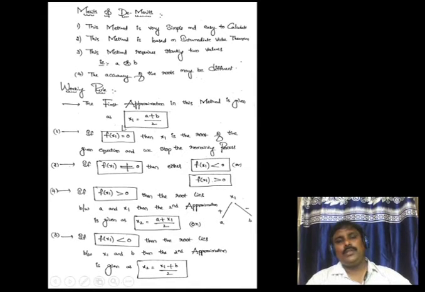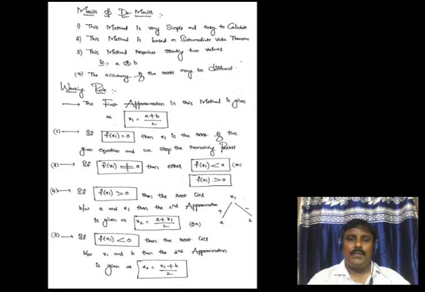Then the working rule. We already know the formula for the bisection method, that is, the average of a and b. The first approximation in this method is x1 equal to a plus b by 2. If f of x1 equals 0, then x1 is the root of the equation and we stop the remaining process. That means our problem is completed. If f of x1 is not equal to 0, then two things can happen: either f of x1 is less than 0, or f of x1 is greater than 0.